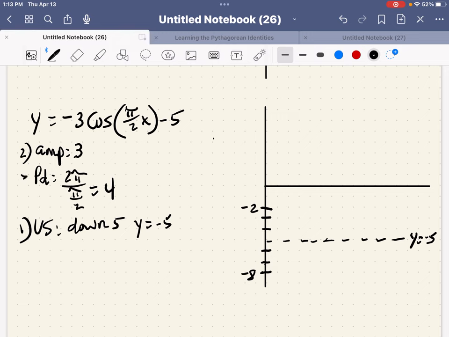Now, lastly, the period is 4. So we're going to go from 0 to 4. Seems to me like that's going to be 1, 2, 3 as the labels of the other 3 tick marks.